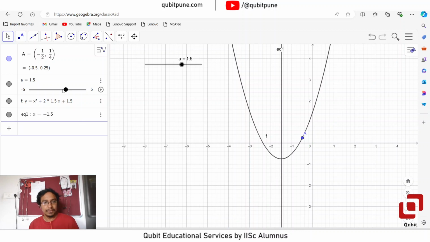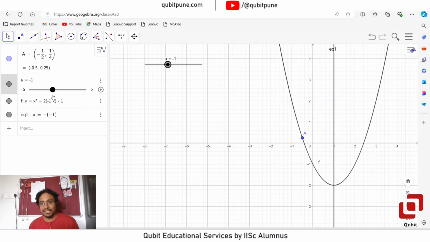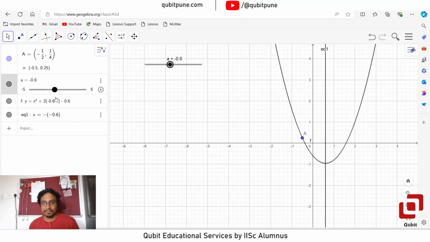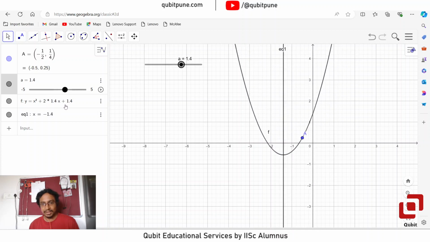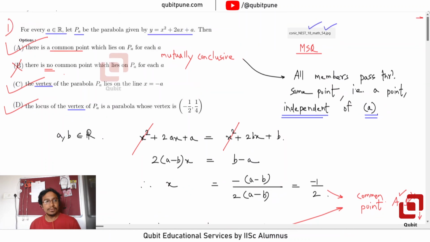It's true now. The U junction is there, the line and the parabola intersect at whichever point that is, x equal to minus a. Alright, so that's it for this particular question.